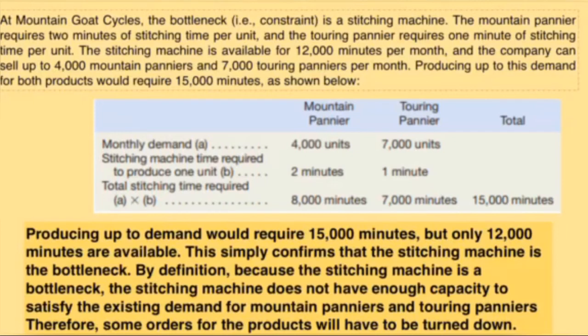Producing up to demand would require 15,000 minutes, but only 12,000 minutes are available. This simply confirms that the stitching machine is the bottleneck by definition. The stitching machine does not have enough capacity to satisfy the existing demand for mountain panniers and touring panniers. Therefore, some orders for the products will have to be turned down.